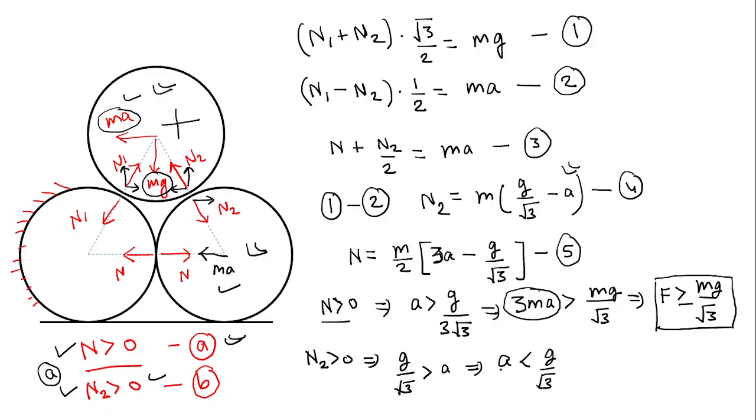That means 3MA should be less than Mg root 3. But we already know 3MA is F. So F is less than root 3 times Mg. So this is what we get as the maxima of F. So you got this range: the minimum F should be this one and the maximum F should be this one.